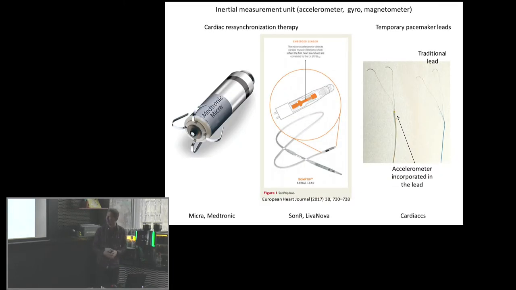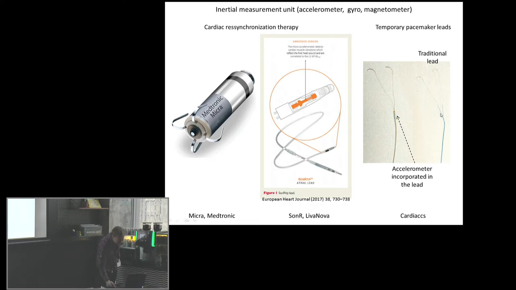All right, so the final topic, I think, is inertial measurement units. That's accelerometers, and it can also include gyroscopes and magnetometers. And these are actually available in sensors today. This is from Medtronic, located here in the city. I think it has this micro electrode. And the same with Sonar, which from Levan Nova has been around for many years already. And I want to advertise from our startup company, and I'm a shareholder, so I have some conflicts of interest here. I'll declare those.